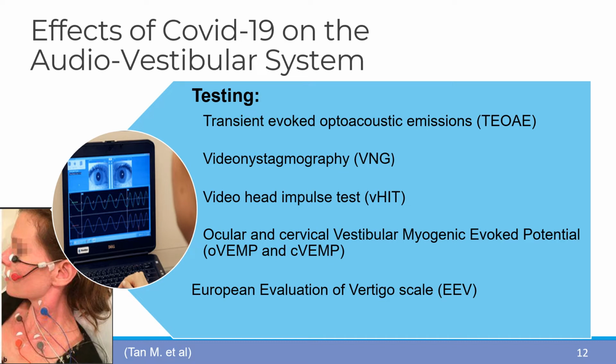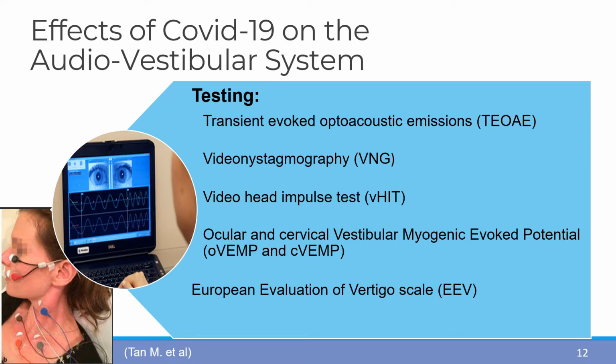This reflex assists our gaze and balance even when our body is moving and performing actions. OVEMP and CVEMP look at otolith and vestibular nerve function and stand for ocular and cervical vestibular myogenic evoked potential tests.